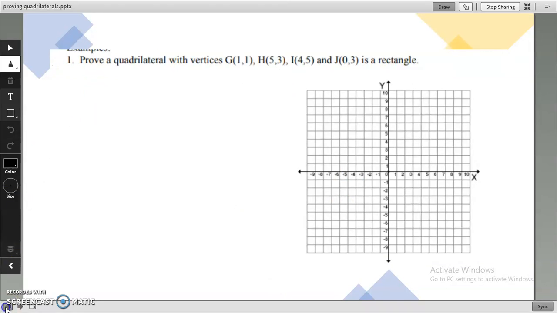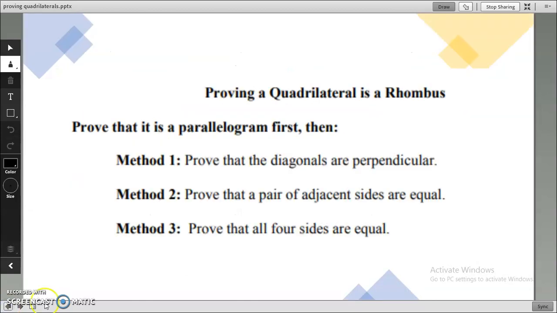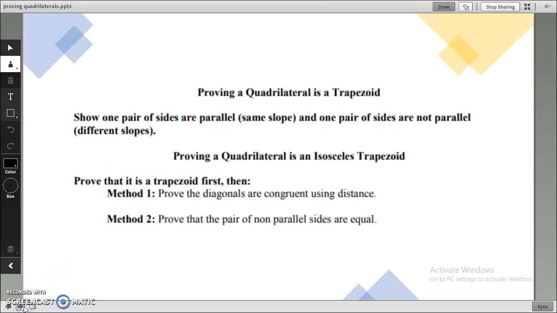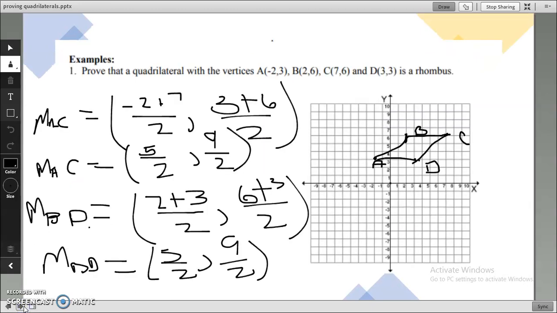And let's go back for rhombus. And it said that we can prove the diagonals are perpendicular. I can prove that a pair of adjacent sides are equal, or I can prove that all 4 sides are equal. I think I'm going to show that the diagonals are perpendicular to each other instead, because I'm already pretty much there, because I've already started off looking at the diagonals, so we might as well continue on.